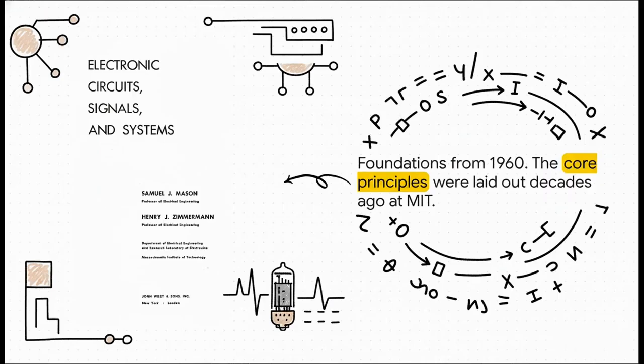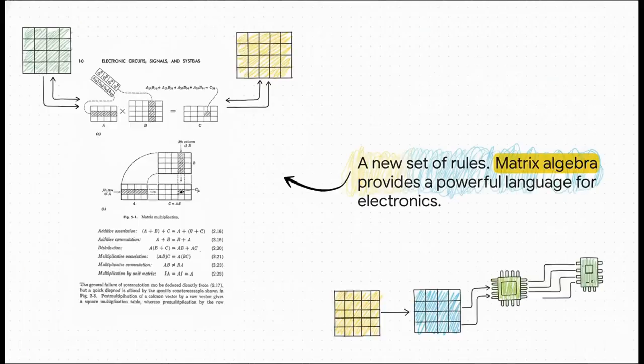So this right here, this is the title page of a foundational textbook from MIT. And look at the date. It was published all the way back in 1960. Even then, brilliant engineers and mathematicians knew that to really analyze complex systems, they were going to need a totally new kind of language. And that new language was matrix algebra.